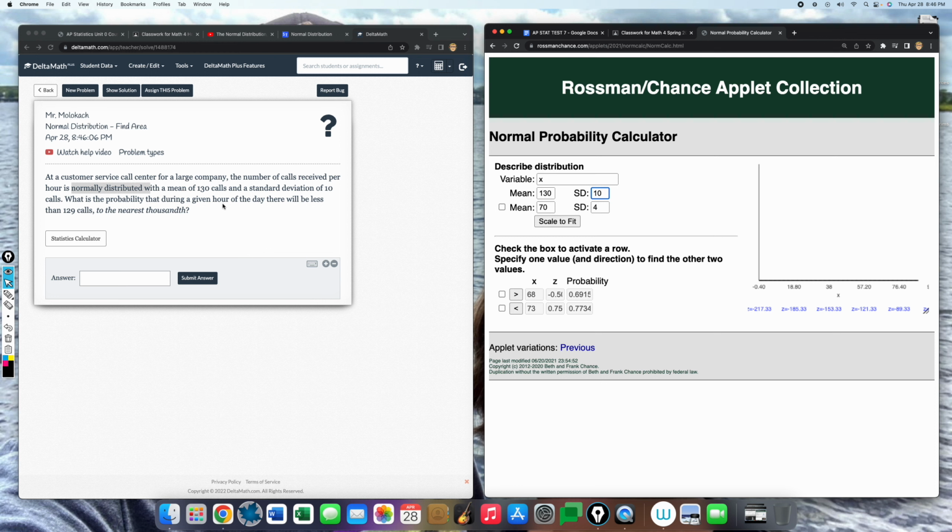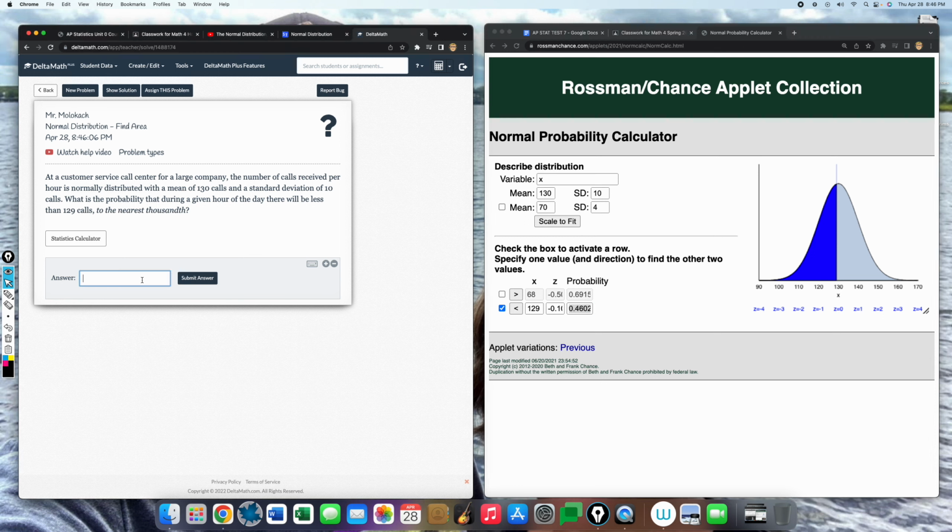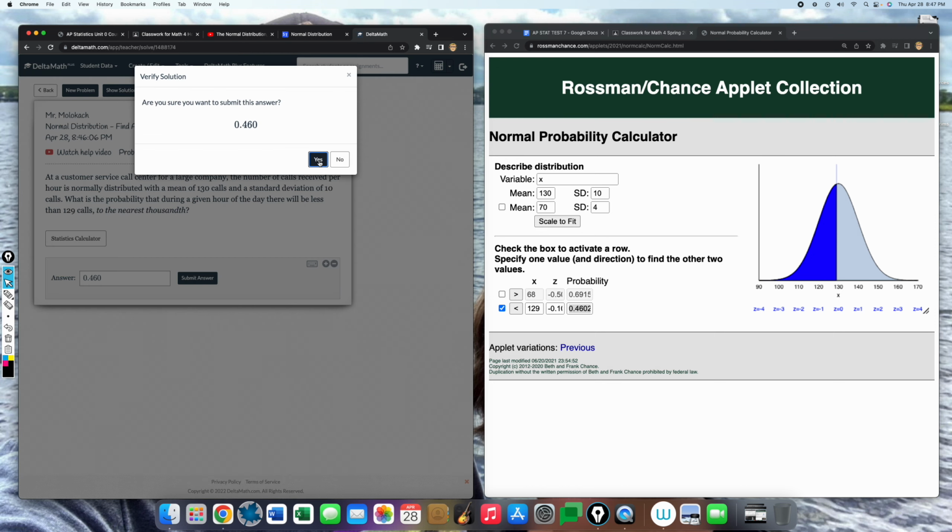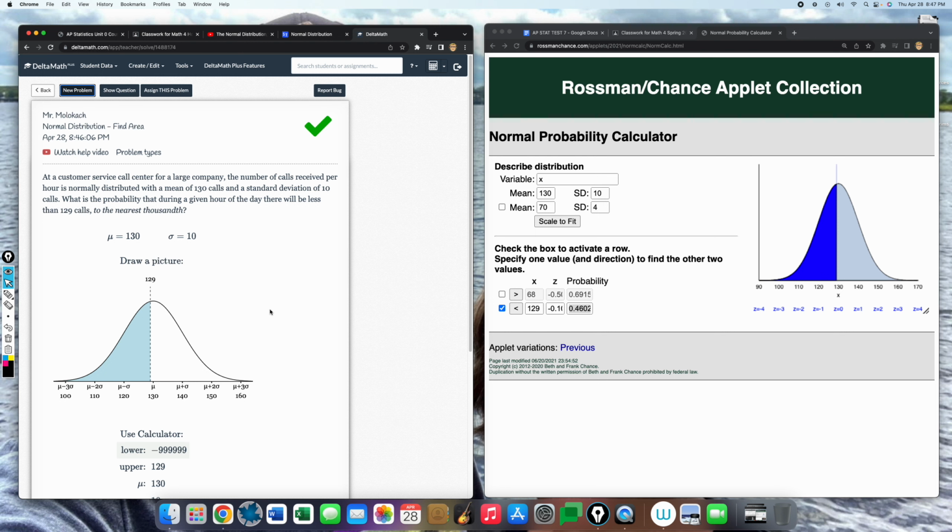So what is the probability during a given hour of the day that there would be less than 129? So we would want to do the less than one and put 129 here. Of course, scale to fit so you can see the graph, but the answer is about 0.46. It says to the nearest thousandth, so you would want to round to the third decimal place and submit your answer. Okay, so there you go.